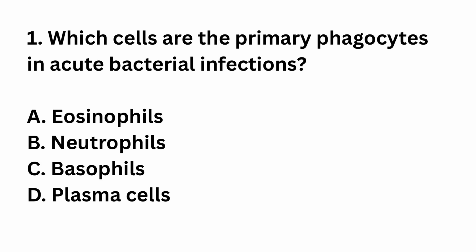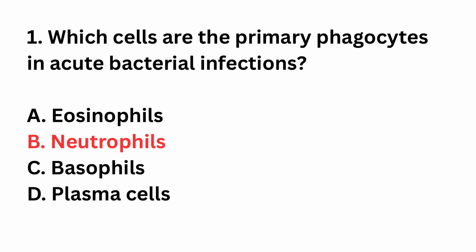Question number 1. Which cells are the primary phagocytes in acute bacterial infections? Eosinophils, neutrophils, basophils, plasma cells. The right answer is option B, neutrophils. Neutrophils are the first cells to reach infection sites. They ingest and destroy bacteria.